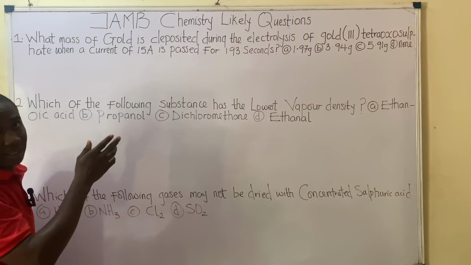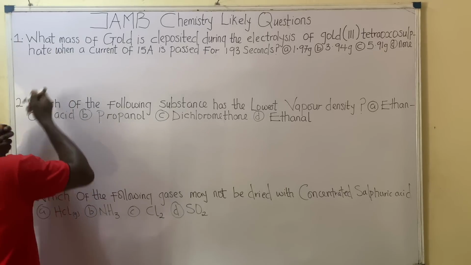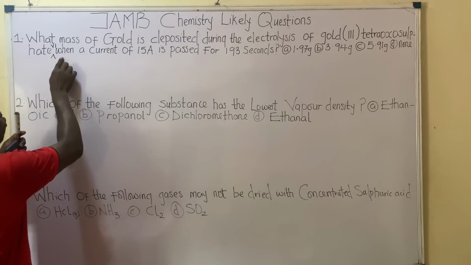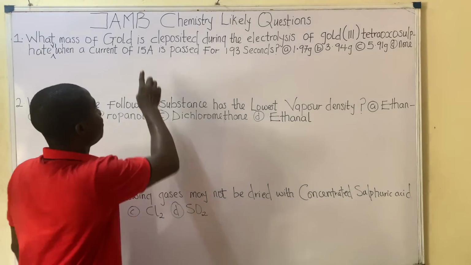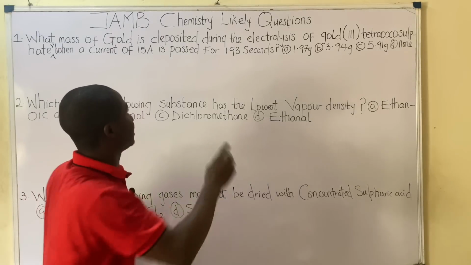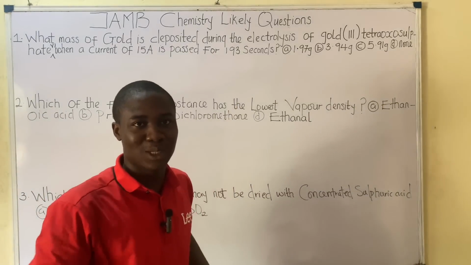tetraoxosulfate 6. Okay, gold 3 tetraoxosulfate 6. Note this as well, gold 3 tetraoxosulfate 6, when a current of 15A, 15A means 15 amperes, is passed for 193 seconds. So how do we solve this question?